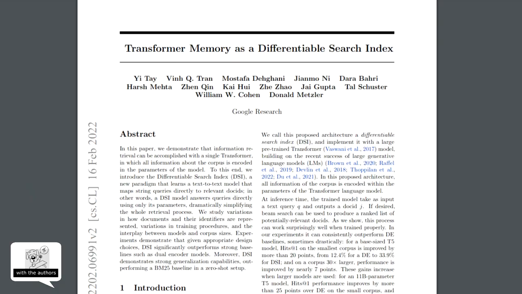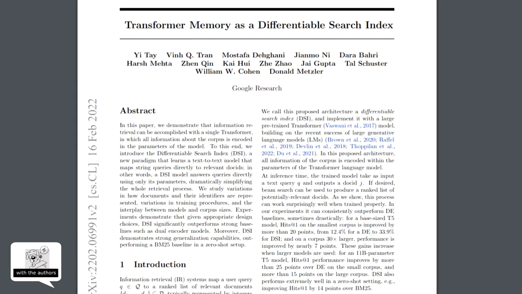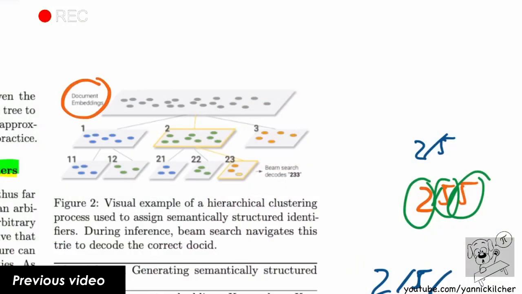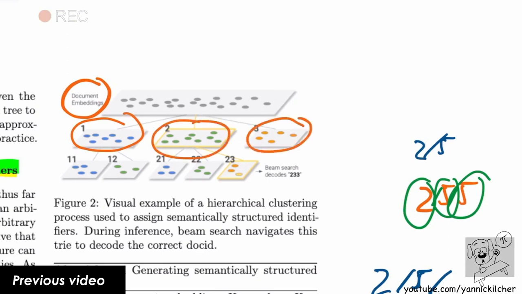This is an interview with the authors of the paper Transformer Memory as a Differentiable Search Index. I have done a comprehensive review of this paper yesterday. I've released it just before this video, so be sure to check that out. The authors today have actually seen my review and will dive right into the matter.